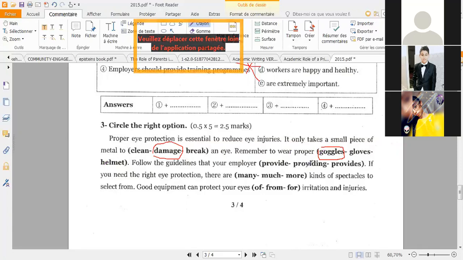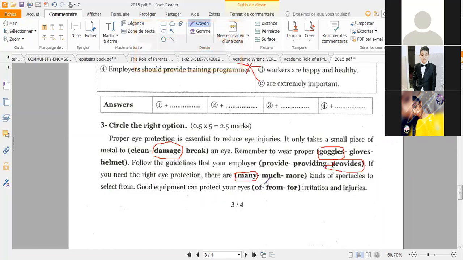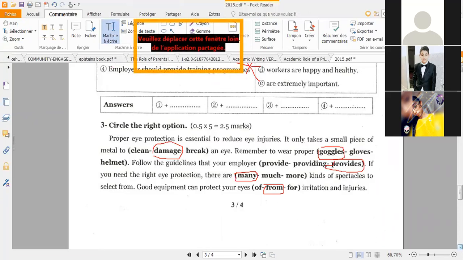Follow the guidelines that your employer provides or gives you, okay? If you need the right eye protection, there are many kinds. Many, so countable here. Many kinds of spectacles. Spectacles means glasses. These are spectacles or glasses to select from. Good equipment can protect your eyes from irritation and injuries.